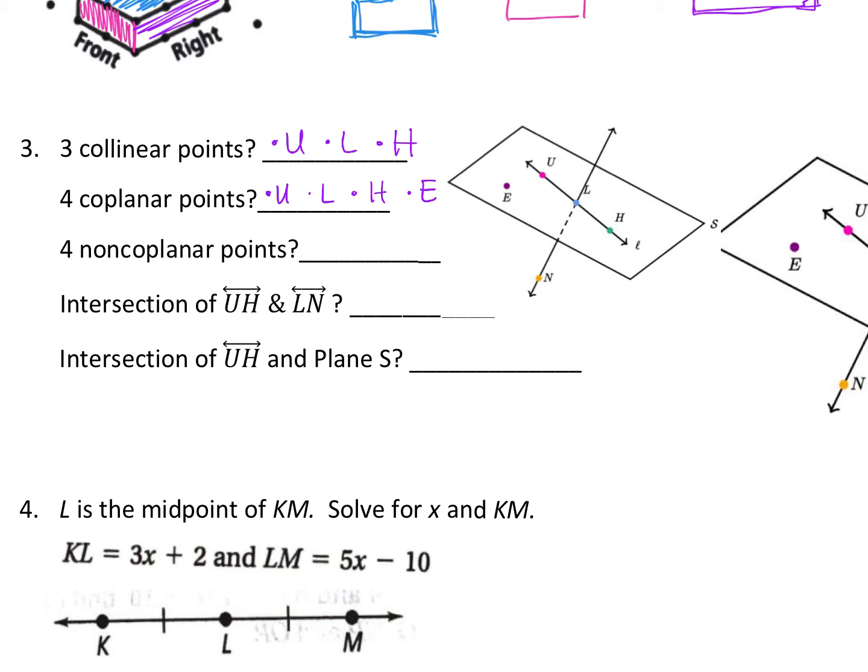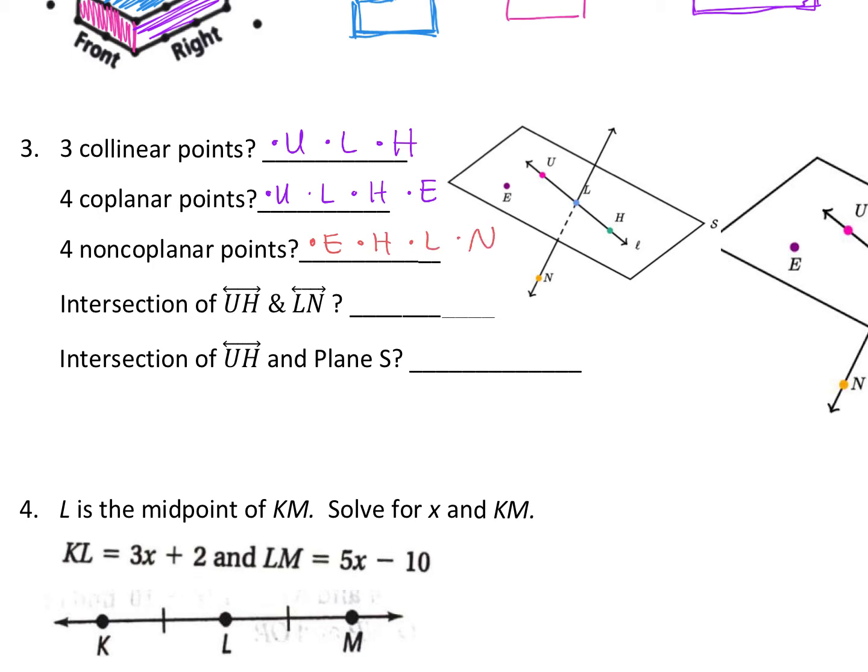So just be careful with that. Even if it looks like it's not on the plane that is given to you, is there a plane that could go through it? Okay. For non-coplanar points, again, this isn't ULHN, right? Everyone wants to say it's ULHN, but there's a plane that goes through ULH and N. Give me 4 non-coplanar points. E, H, L, N. Perfect.